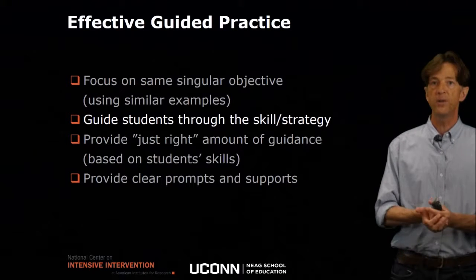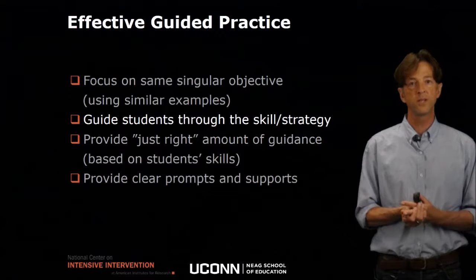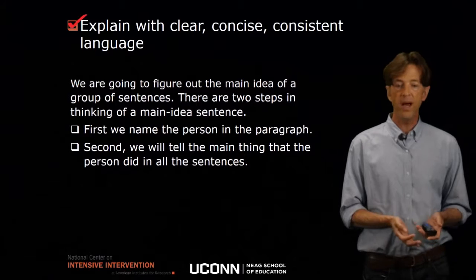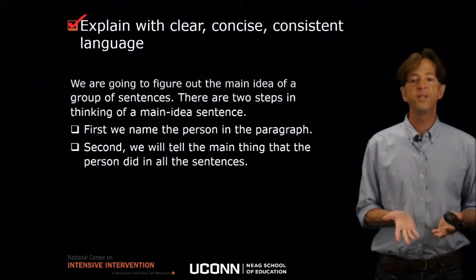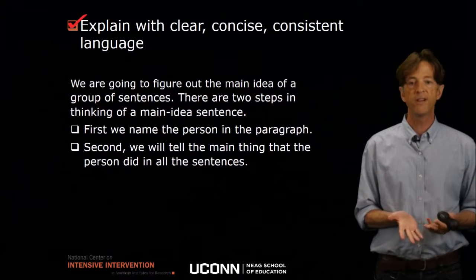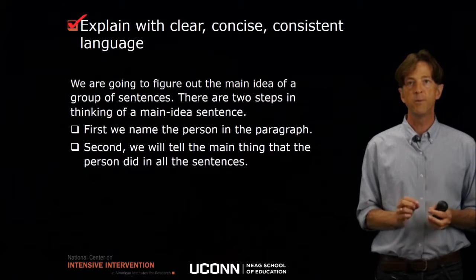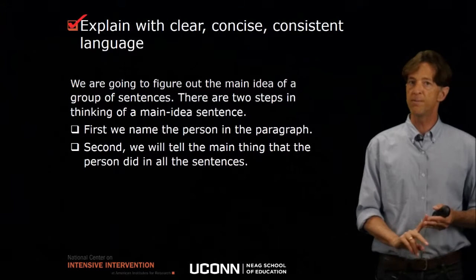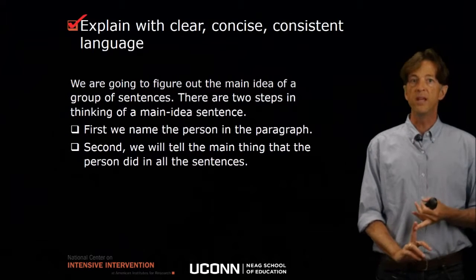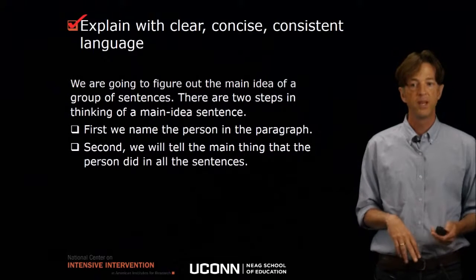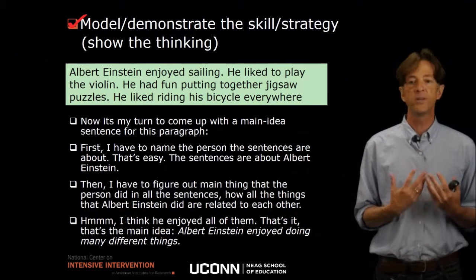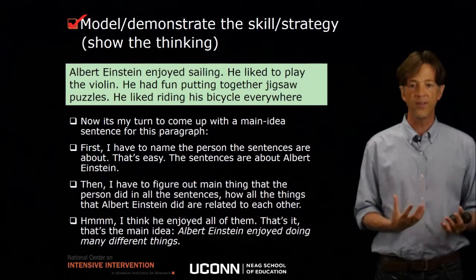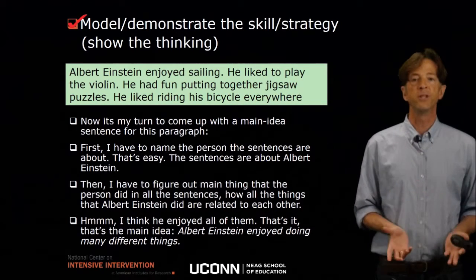Okay, the next component is to guide students through the skill and strategy. We talked about this during the modeling piece, that we might be teaching a strategy for figuring out the main idea. And we talked about how we want to use clear, concise, and consistent language. So we have these clear steps. First, we name the person in the paragraph. Second, we tell the main thing that the person did in all the sentences. Then during the modeling phase, we also demonstrate the strategy by talking aloud and showing the thinking. So we go through the two steps during the modeling process.